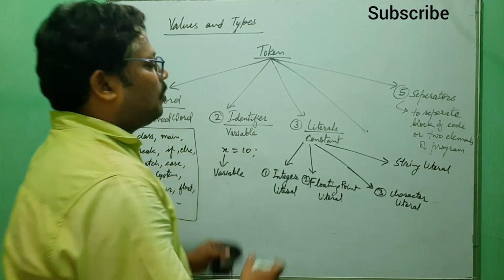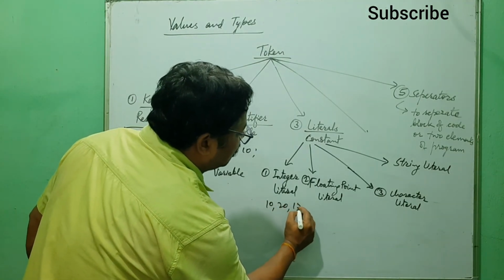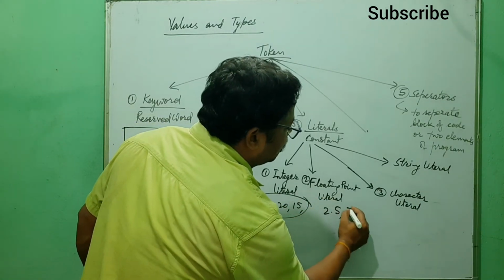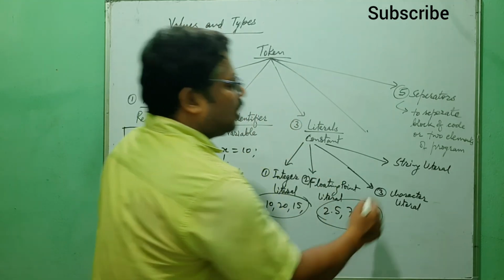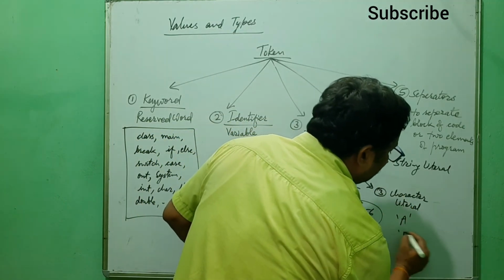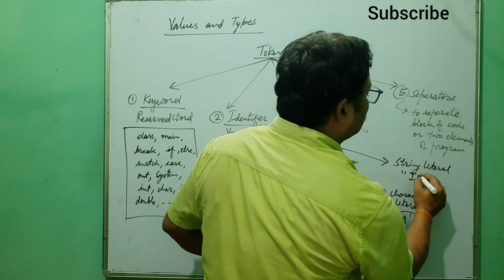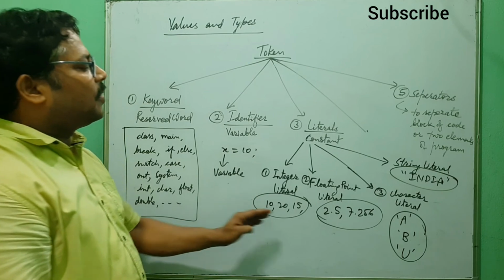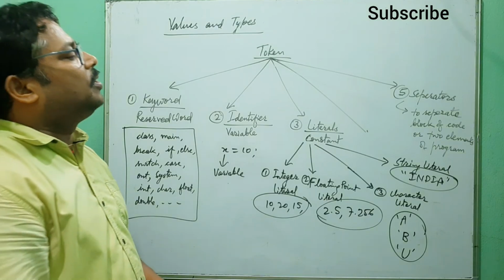One by one we understand: when we give 10, 20, 50, any such value, this is an integer literal. When we give 2.5, 7.256, these are point type values, that is floating point. A single character given within single quotes is known as a character literal. But when we give values in double quotes, that is known as a string literal. So these are all the types of fixed values we use, a group of letters or alphabets. Now we will look at operators.